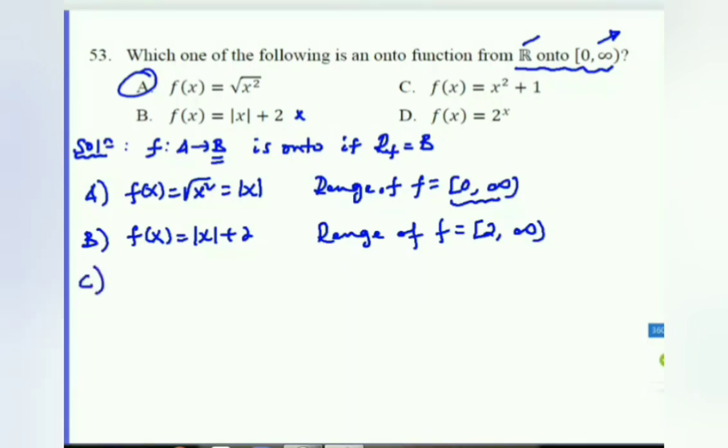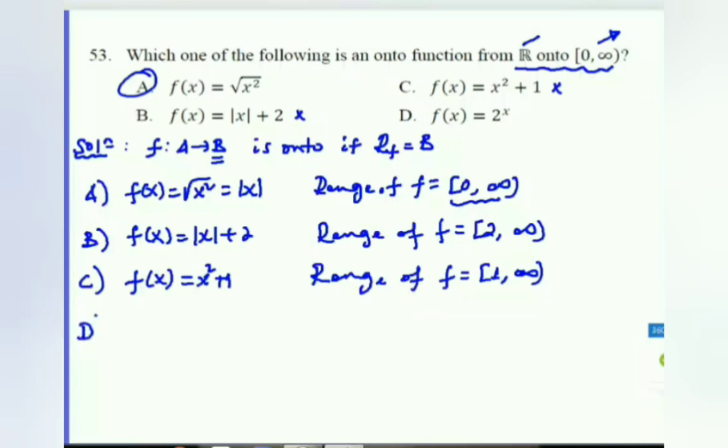So let's check again for C. In C, f of x is equal to x squared plus 1. So the range of this function is 1 up to infinity, which is not the same as 0 to infinity. Therefore, this cannot be an onto function.